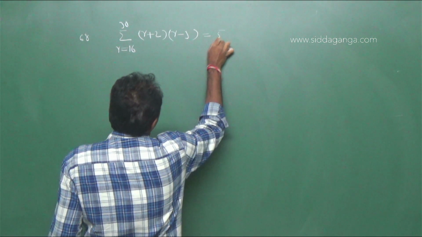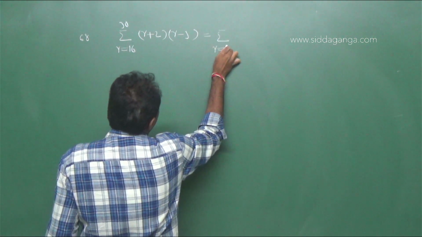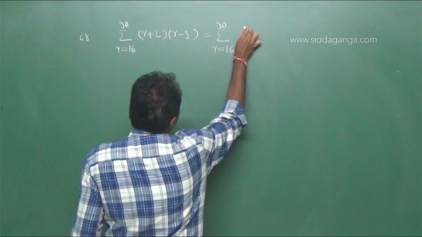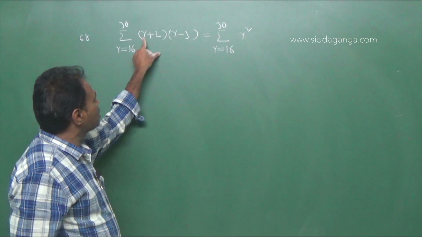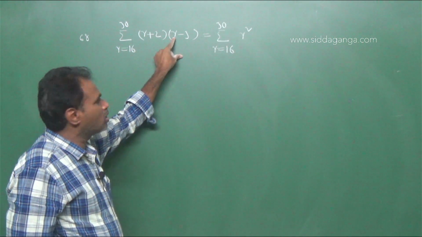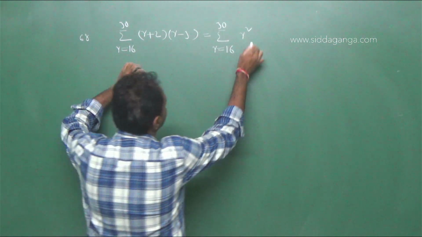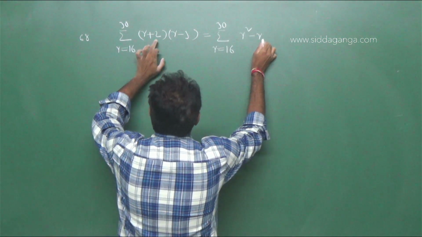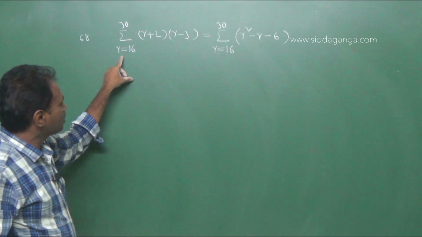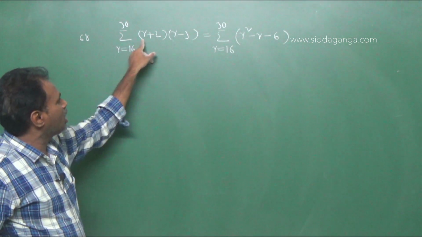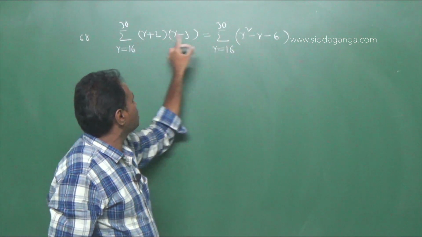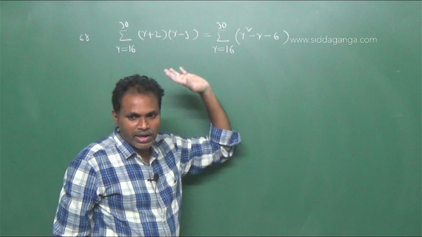This you can write as sigma r equal to 16 to 30 of r into r square, r into minus 3r, and 2 into r plus 2r. Minus 3r plus 2r, that is minus r, and 2 into minus 3, that is minus 6. So it is r square minus r minus 6.